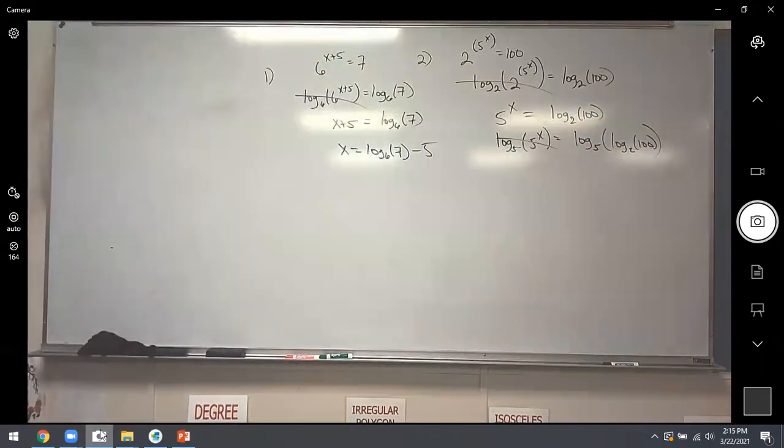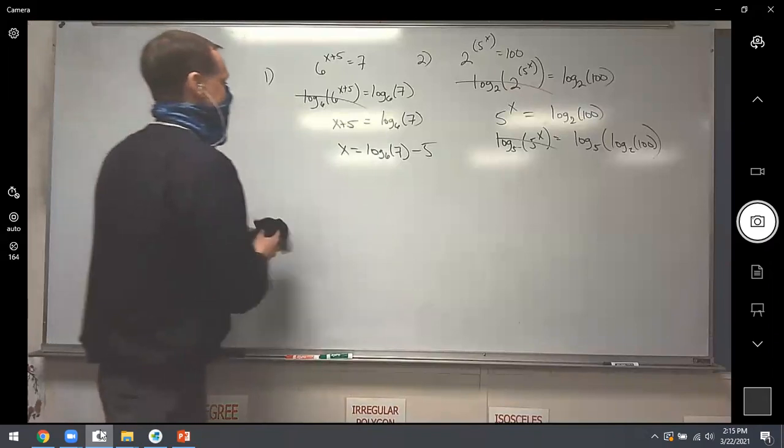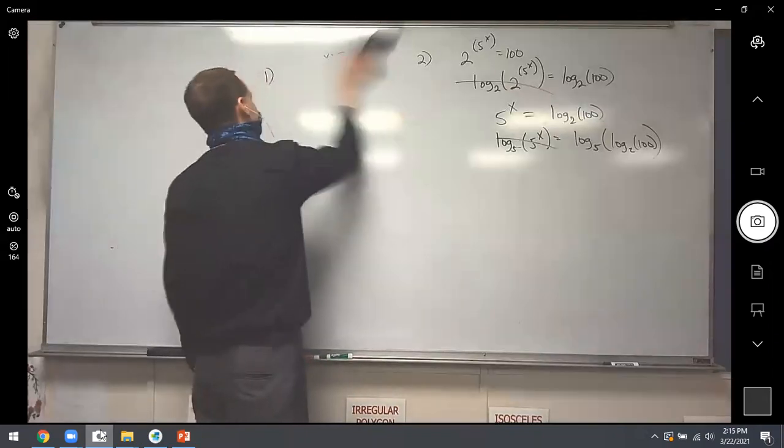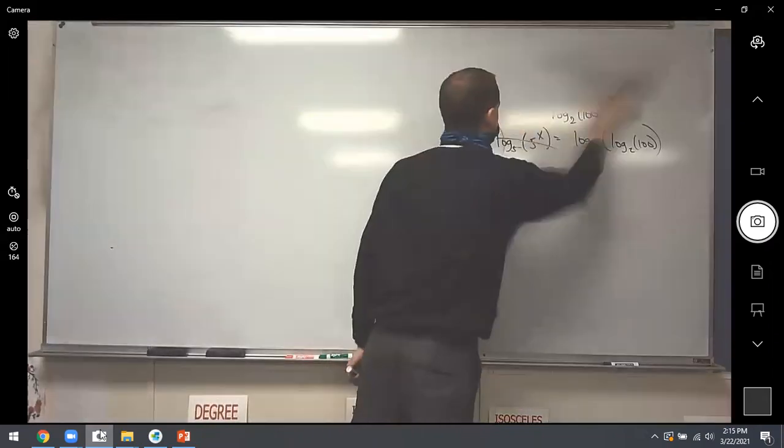Final answer is x is log base 5 of log base 2 of 100. And then we're all done, okay? So even though it was bigger and more complicated, still using the same fundamentals we've always done. Got exponentials inside of exponentials, okay. I'll use logs a couple times to get that thing solved.